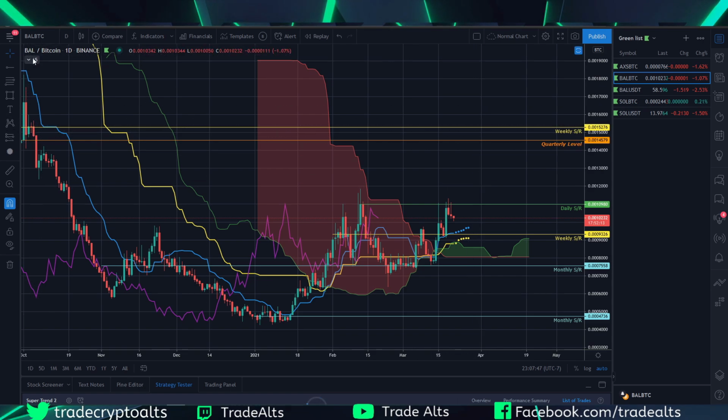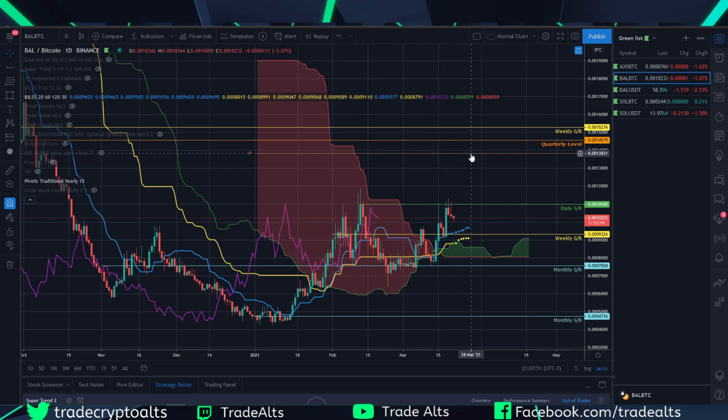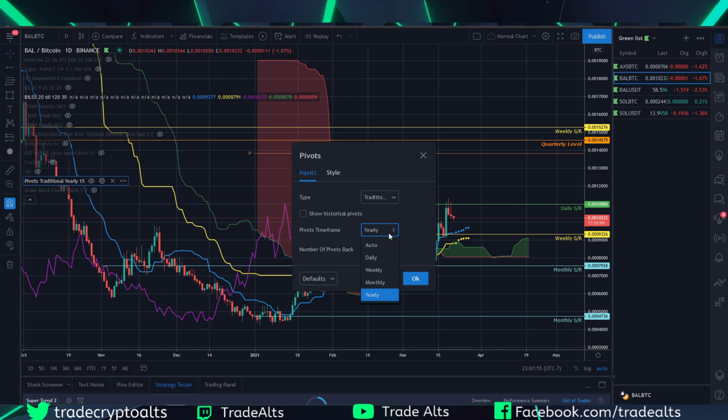And I'm curious if I turn on pivots. I just want to see if there's any pivots that line up. So your yearly pivot is actually sitting just below your quarterly level. What about like a monthly?